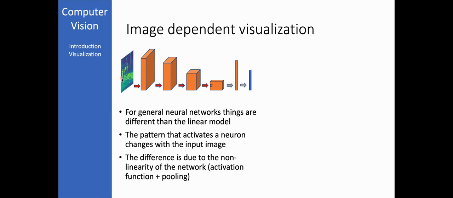So let me give you a simple example. For two different images, I might see a similar level of activation in this neuron. But if I look at what pattern in each image activates this neuron, they will be very different. And we'll see some examples of this later on.